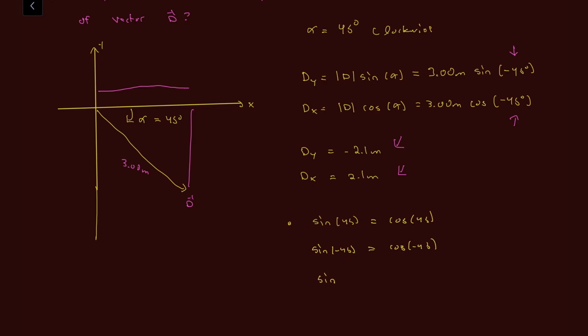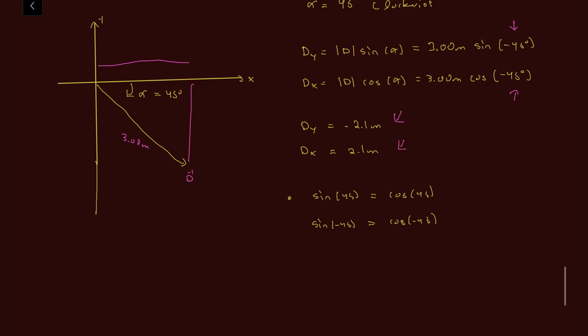And in general, sine of any angle theta is equal to, actually, not any angle. I almost really messed it up. When the angle is 45 degrees, these values are going to be the same. Either 45 or negative 45, they're going to be the same.